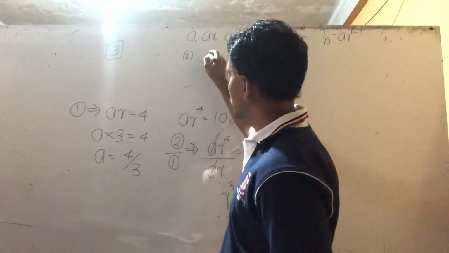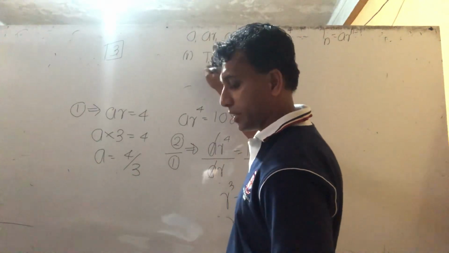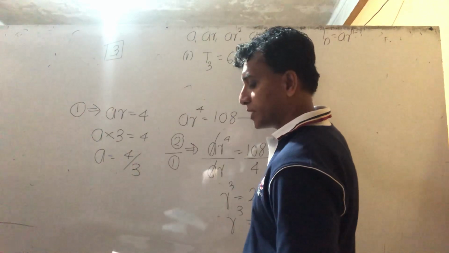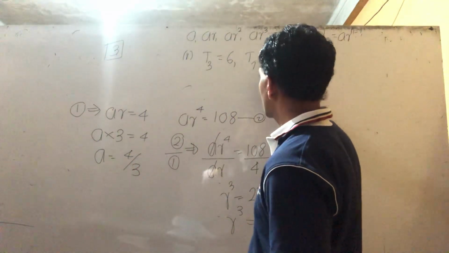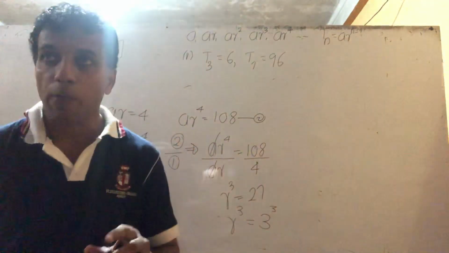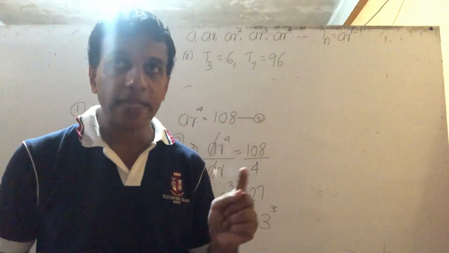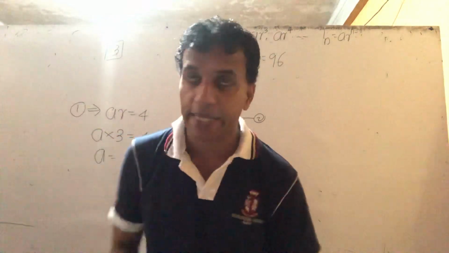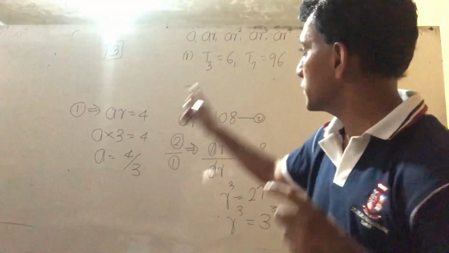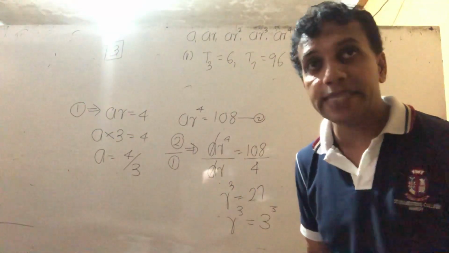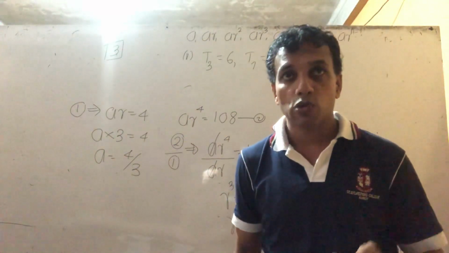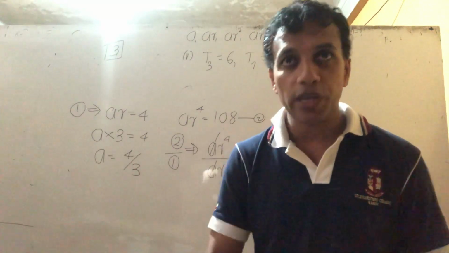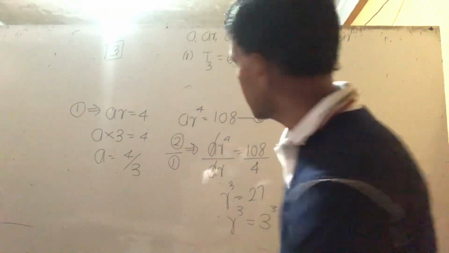See another question. T3, the third term, is 6, and the seventh term is 96. Try this problem to learn this type properly. The third term is 6 and the seventh term is 96. Find the first term and the common ratio. So build up two equations and solve them.